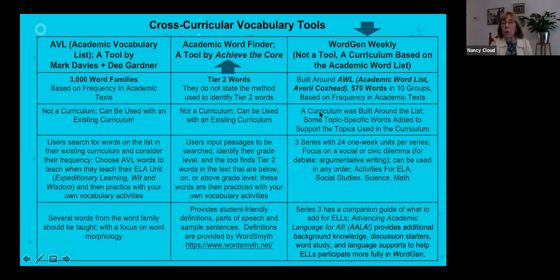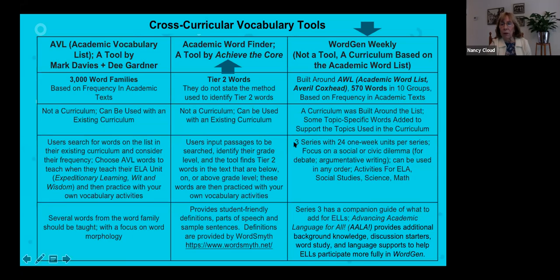But they're giving you a curriculum, a whole curriculum that was built around these 570 words. And then they added a few words more than just the academic word list if they felt it was necessary to support the topic that they designed in order to teach those words.